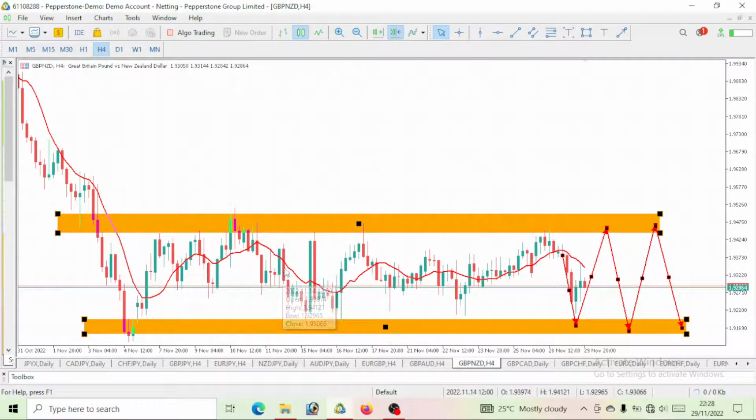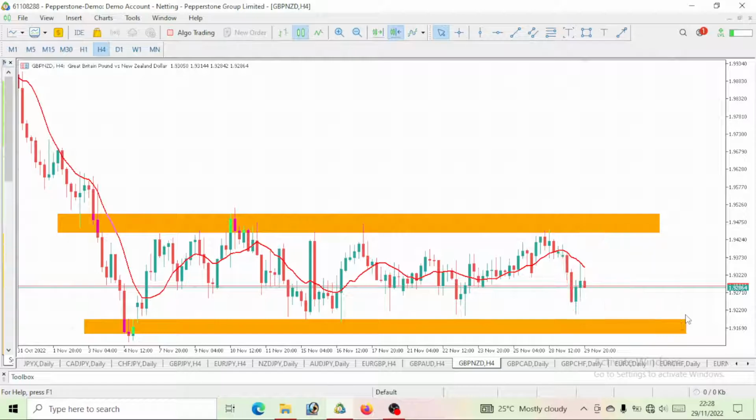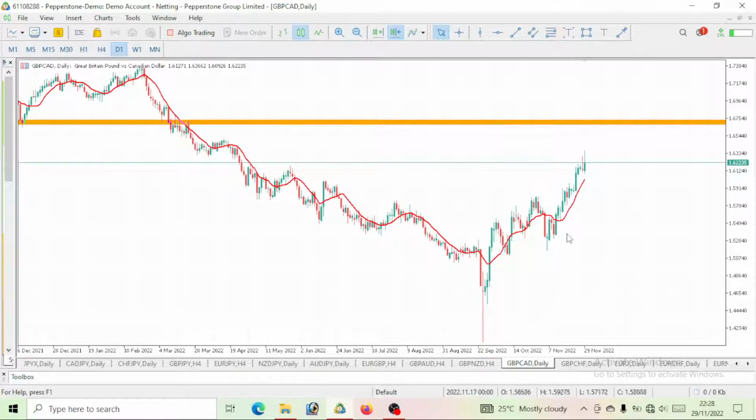So basically, we would want to range with it on the 4-hour time frame. As it is ranging on the 4-hour time frame, we would also want to range with it. Now that should take us to this GBP card.